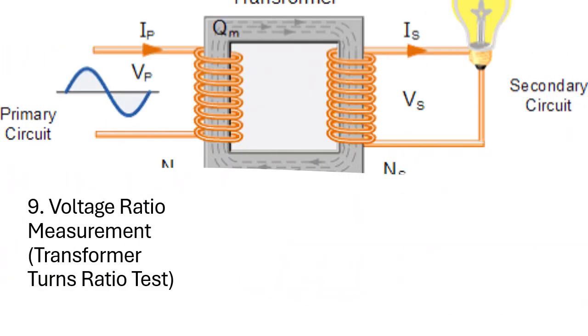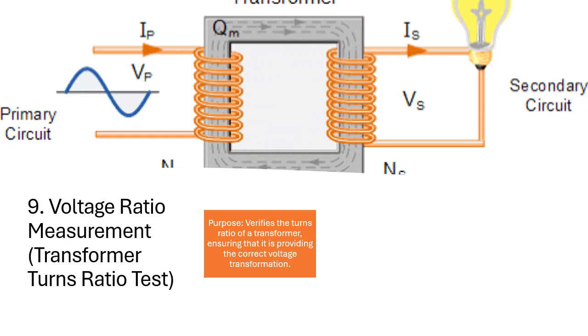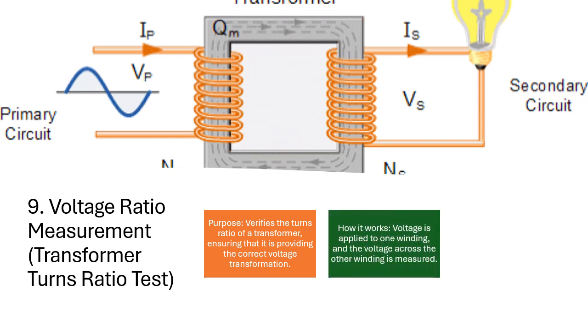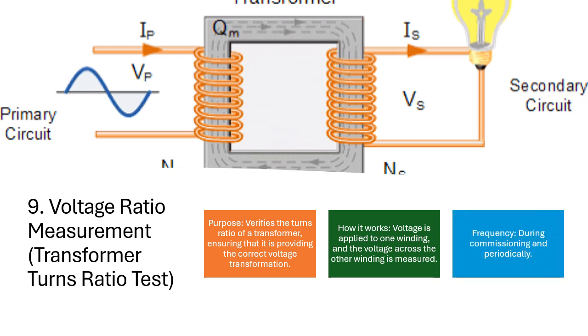9. Voltage ratio measurement, transformer turns ratio test. Purpose: verifies the turns ratio of a transformer, ensuring that it is providing the correct voltage transformation. How it works: voltage is applied to one winding, and the voltage across the other winding is measured. Frequency: during commissioning and periodically.